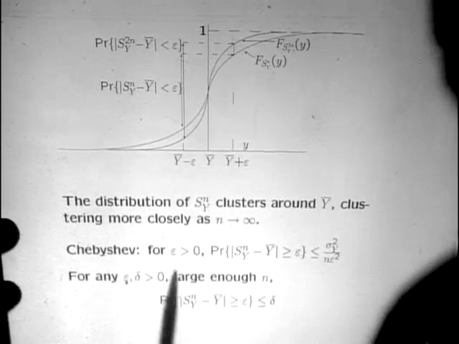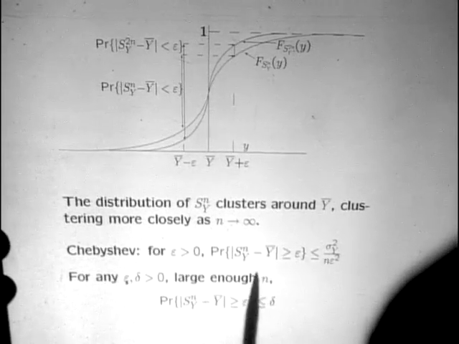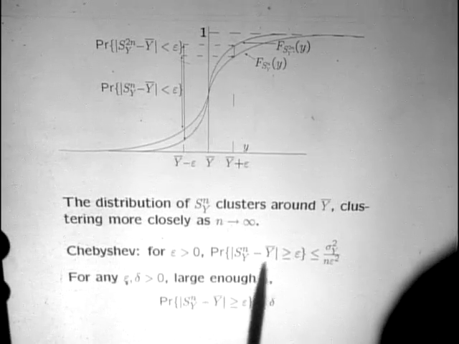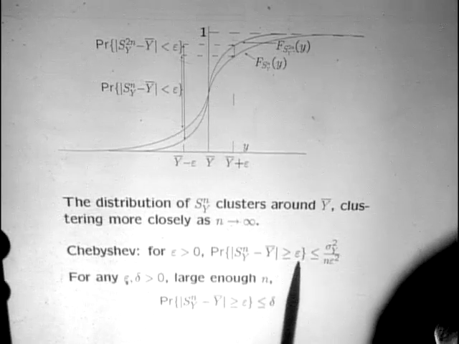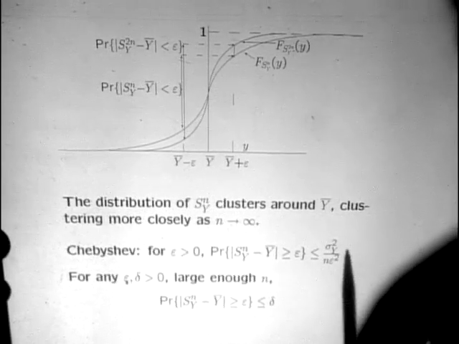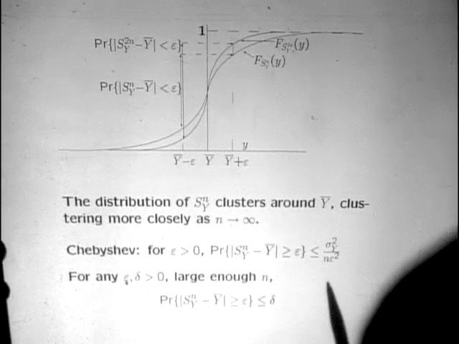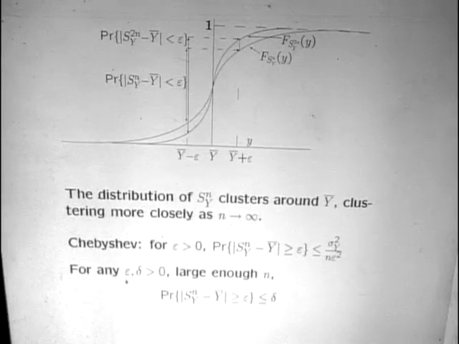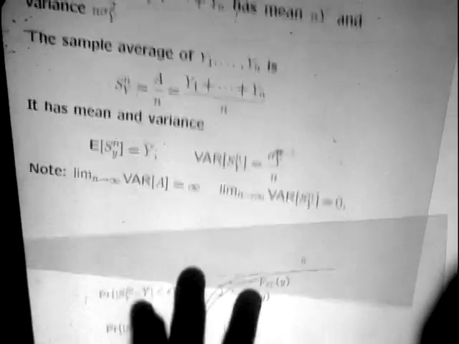And what it says is for any epsilon greater than 0, the probability that the difference between the sample average and the true mean, the probability that that quantity in magnitude is greater than or equal to epsilon, is less than or equal to sigma sub y squared divided by n epsilon squared. Oh, incidentally, that thing that was called sigma sub n before was really sigma squared. That's namely the variance of y.